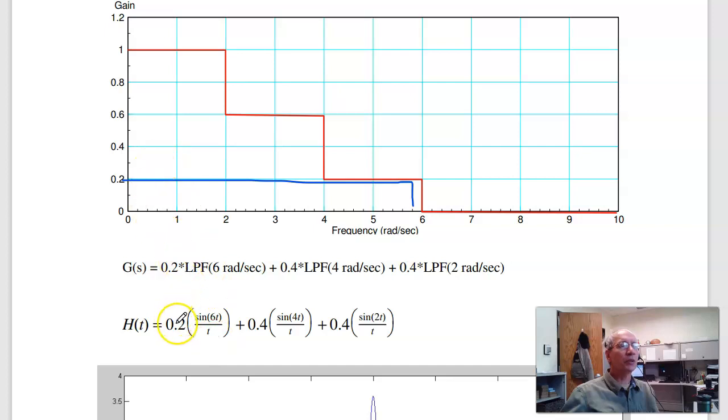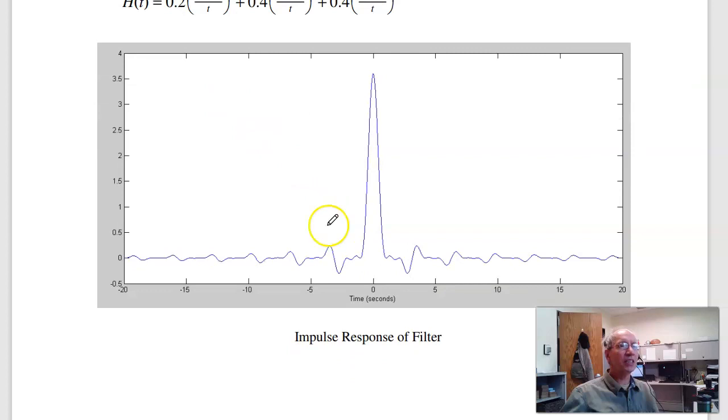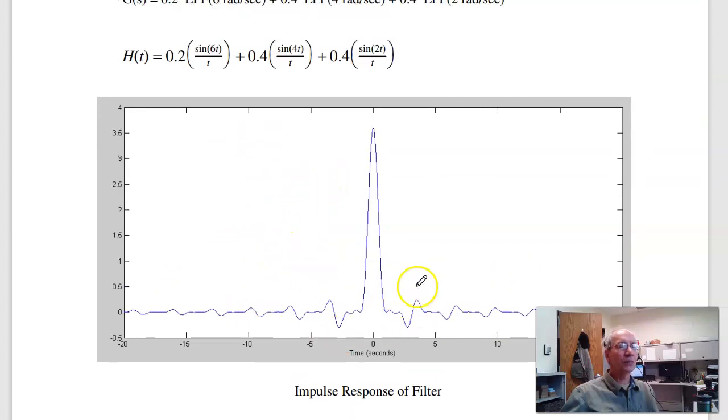Amplitude of 0.2 gives me this, plus a second filter that has an amplitude of 0.4 at 4 radians per second, plus a third filter has an amplitude of 0.4 at 2 radians per second. Add these all up, I get that stair step. Plot the impulse response versus time from minus 20 to plus 20 seconds, and this is what I get. Again, kind of ugly, but these two are the same.